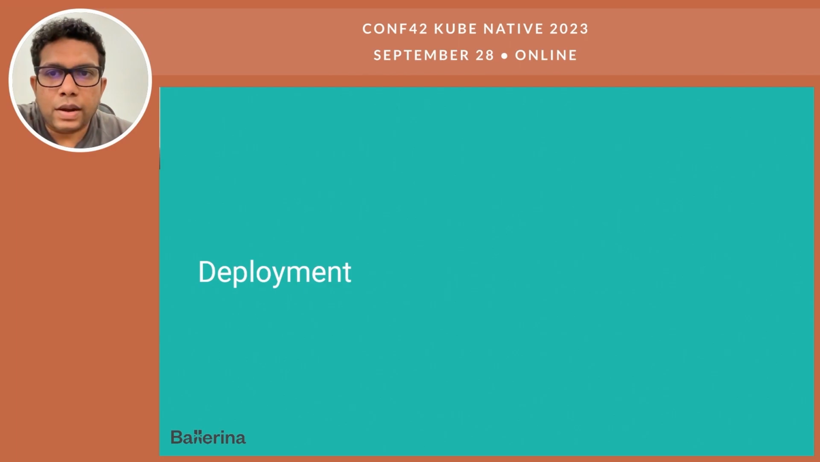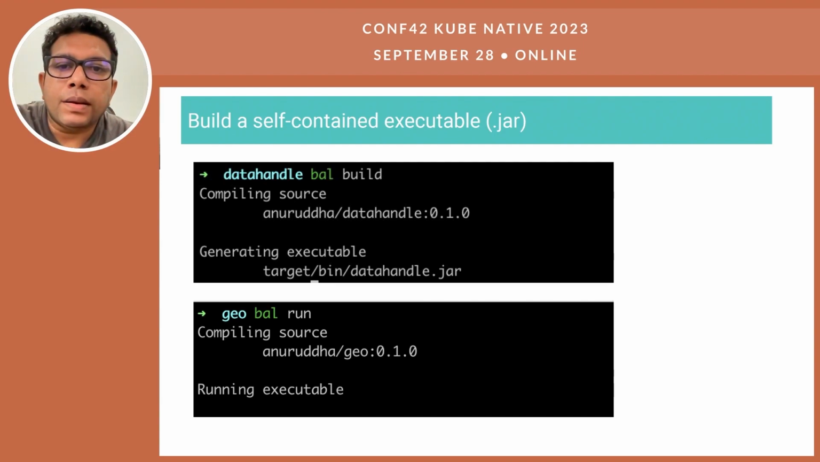Now let's look at the deployment of the program that you have developed using the unique features of Ballerina. The build command will generate an executable jar file, which you can run with the bal tool or using the Java JDK. You can also simply do bal run on your program, which will compile and run your program on your machine. Both of these are supported with Ballerina.